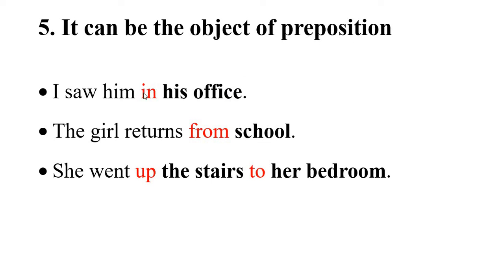So this function is called the object of preposition. And what is a preposition? This is a preposition, in. This is another preposition, from, and up, and to, at, with, etc. The girl returns from school. School here is another object of preposition, from. The stairs is again the object of preposition, up. The noun phrase here, her bedroom, is functioning as the object of preposition, to. So this is quite easy. We move on now with the other functions.